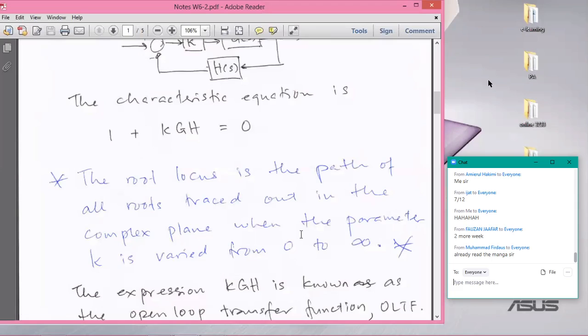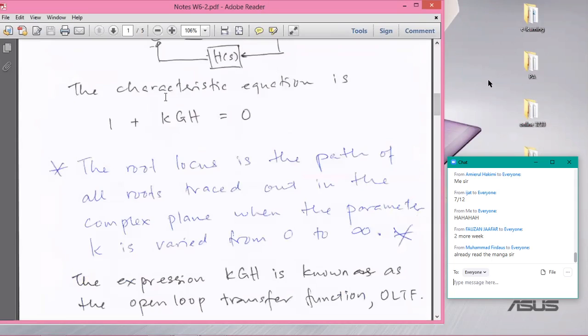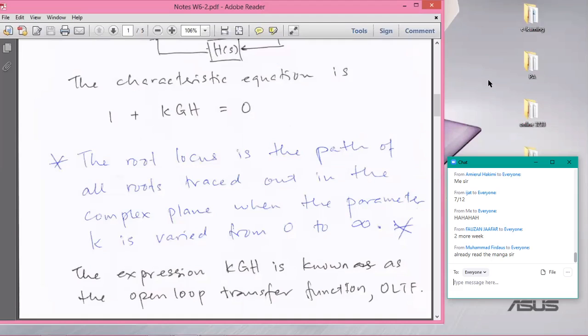And then here the expression KGH alone. The characteristic equation is 1 + KGH = 0. But the expression KGH alone is known as the open loop transfer function. Okay? KGH is known as the open loop transfer function. So 1 plus the open loop transfer function is equal to 0. This expression is in terms of the complex variable s.